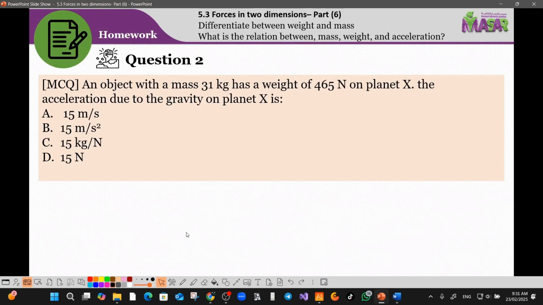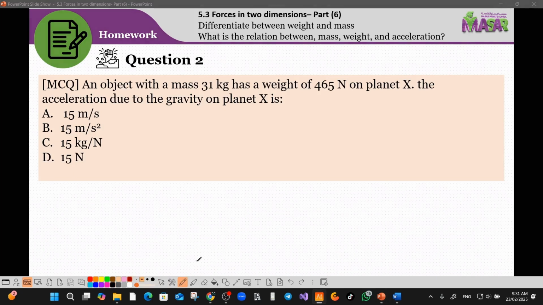An object with a mass of 31 kilogram has a weight of 465 Newton on a planet X. The acceleration due to gravity on that planet is given by g equals the force of gravity, or the weight, over mass. Now the force of gravity is 465 Newton, the mass is 31, and the answer is 15 meters per second squared.